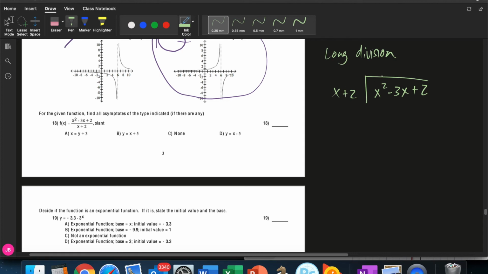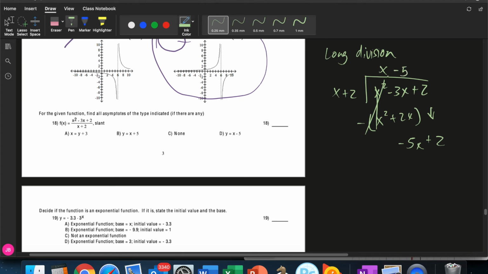So we're going to say, okay, x times what gives me x squared? x. We distribute that. We get x squared plus 2x, and then we're going to subtract. x squared and x squared are going to cancel each other out, and then I have negative 3x minus 2x. So negative 3 minus 2 gives me negative 5x plus 2. Bring that down. And we say, okay, x times what gives me negative 5x? That's minus 5.